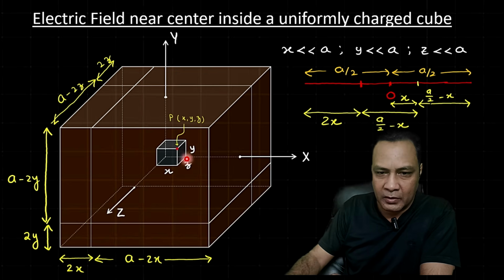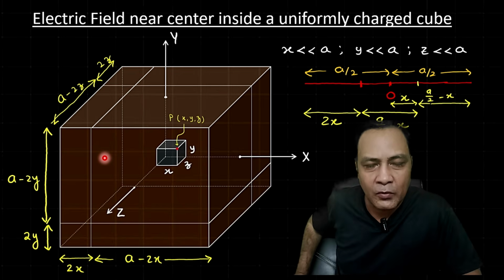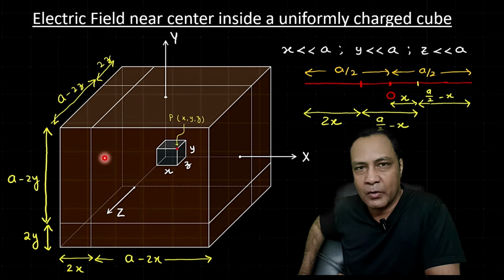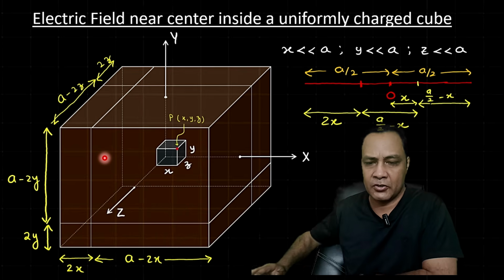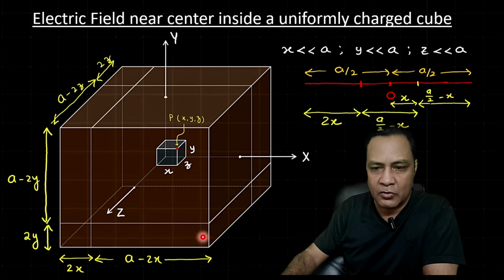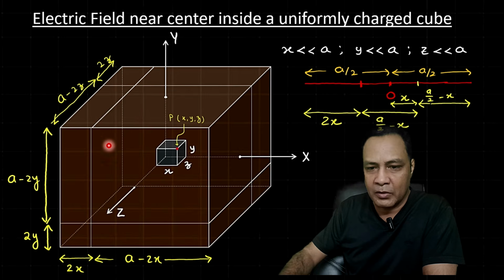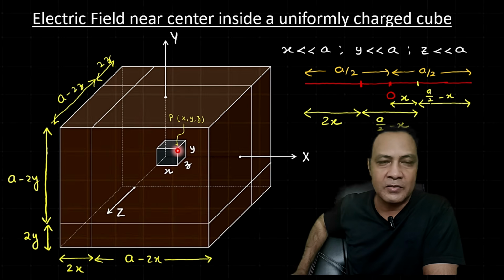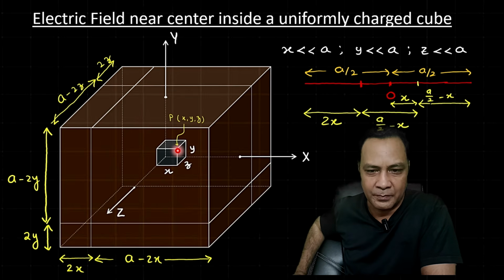So what does that mean? That for this cuboid, I am just explaining for the x direction. The same logic can be applied for the y direction and z direction. So for this cuboid of dimension a minus 2x, a minus 2y and a minus 2z, the selected point is exactly at the center. So that is one thing.